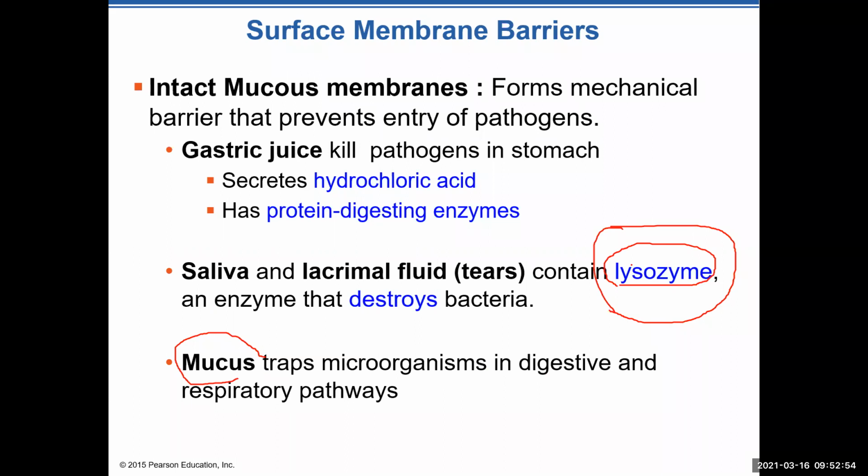The same lysozyme is present in our tears and it is also present in our saliva. So before the microorganism can reach our stomach, the lysozyme, the protein digesting enzyme, can also kill the bacteria in our mouth. Other than that, we also have the mucous membrane. Is it clear to everyone?